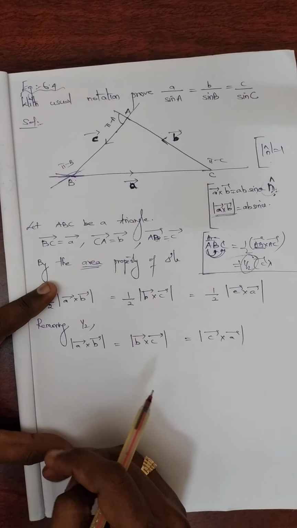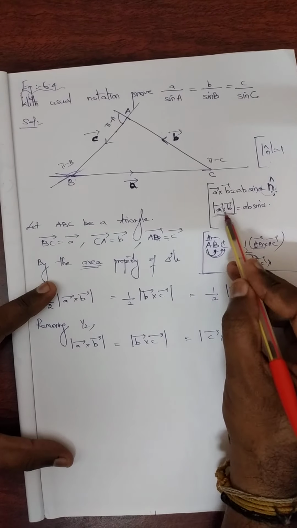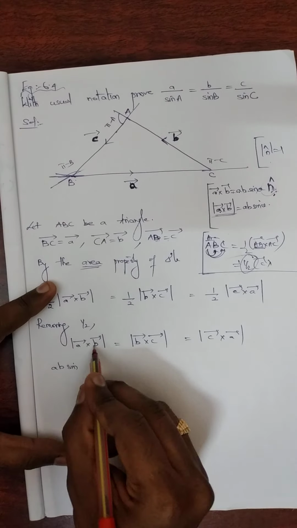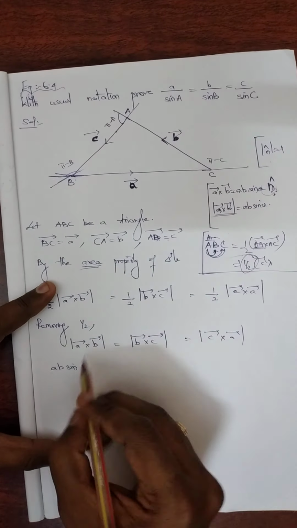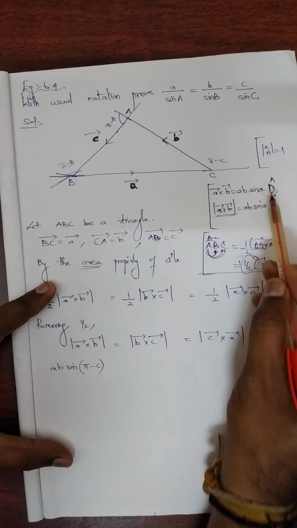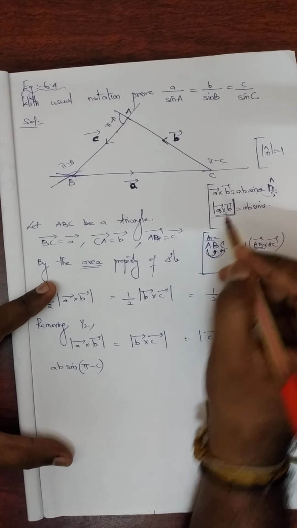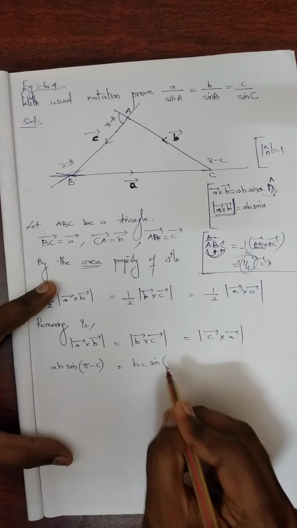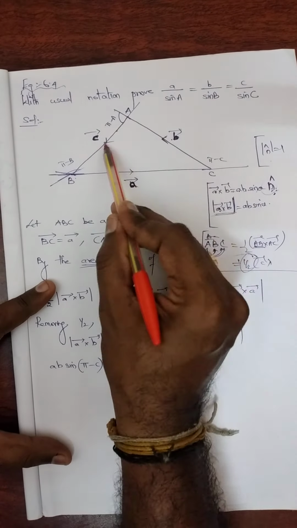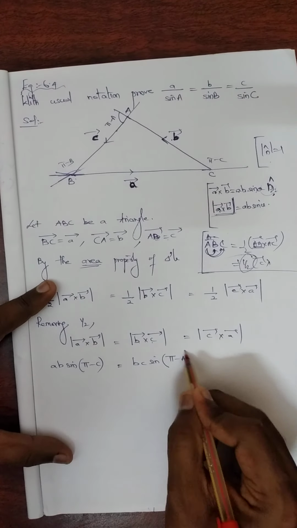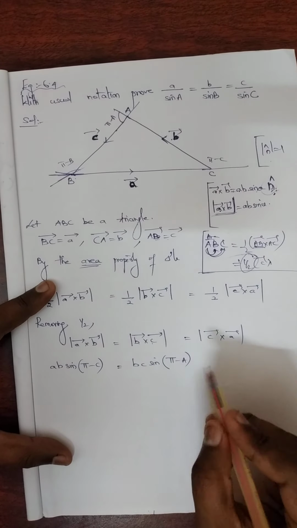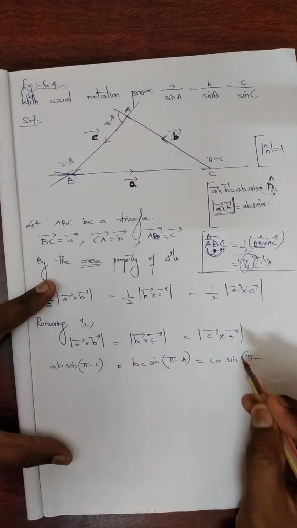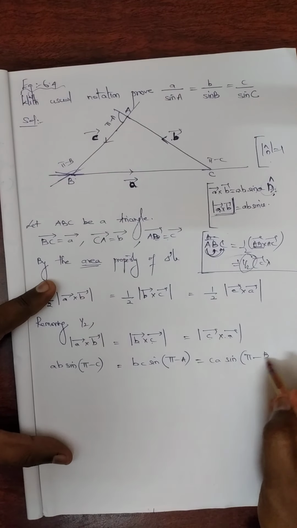So modulus of A vector cross B vector, how am I going to write it? The same procedure: AB sine theta, where theta is the angle between A and B. What is that angle? Pi minus C, so sine pi minus C. There will be no n cap because of the modulus; this n cap vanishes. Here BC sine of the BC angle, here B, here C. What is the angle? Pi minus A. Next, CA sine pi minus B.